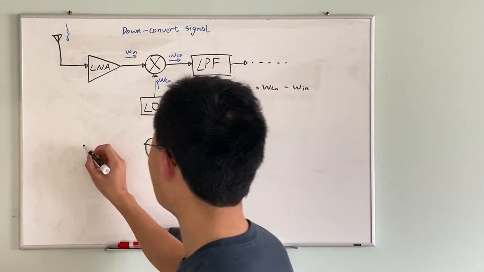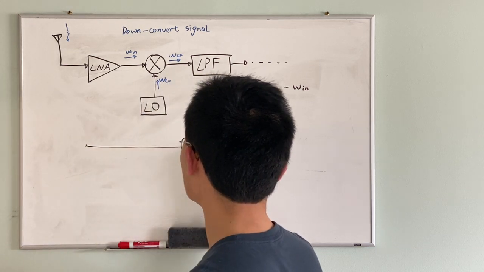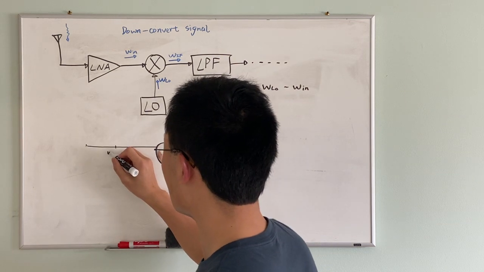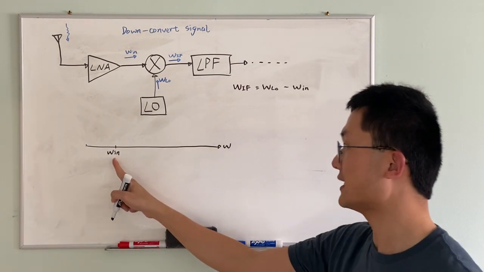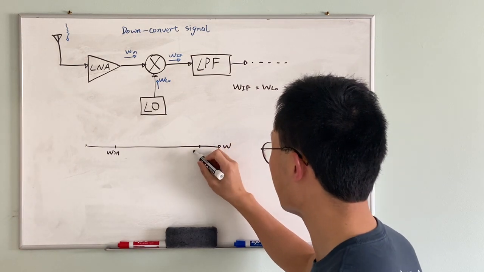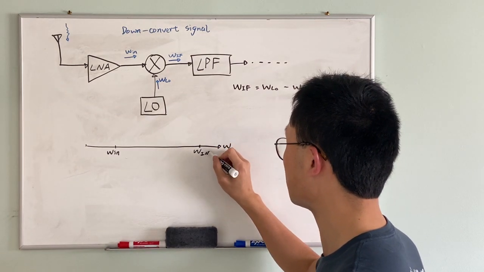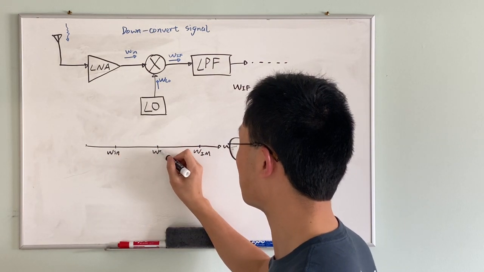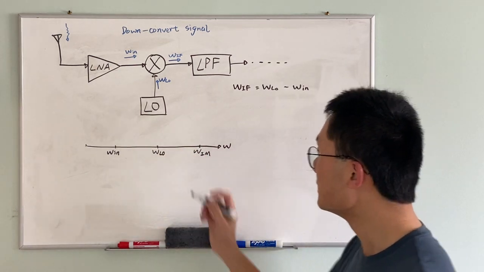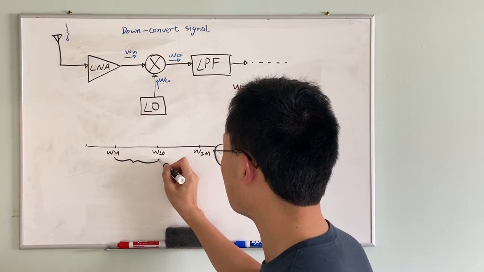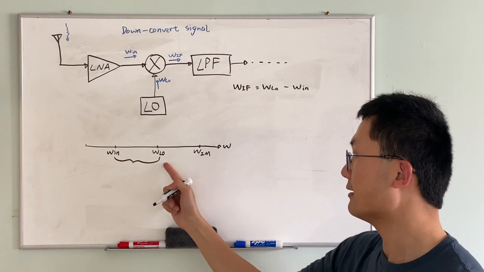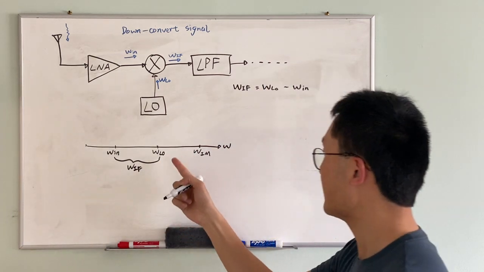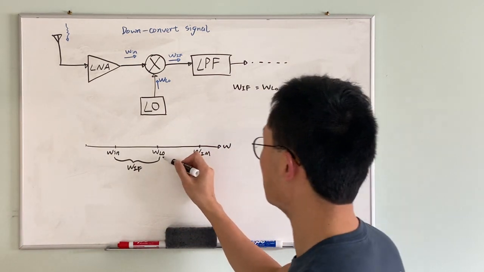So let's say we have in the spectrum, here we have our input signal, let's call it omega in, and here we have our image signal, let's call it omega image. In between the 2 points is where the LO frequency is at. Keep in mind that the difference between the input and LO should equal exactly omega IF, and the same as the difference between the image and the LO.